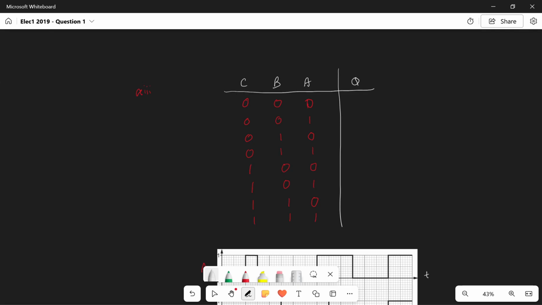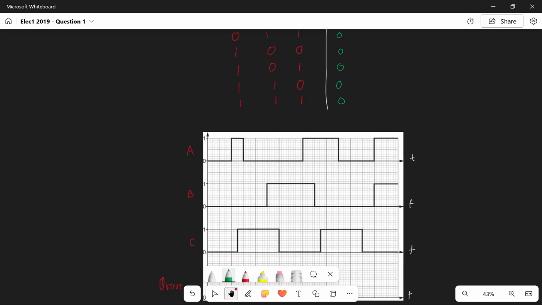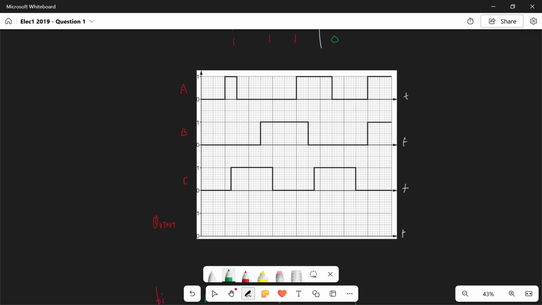For a 2-input NOR gate, if neither B nor A are high, then the output is high. So if B is low and A is low, then the output is high. And so for a 3-input NOR gate, it's if C, B, and A are all low, the output is high. And so the output, as far as this truth table is concerned, is 1, 0, 0, 0, 0, 0, 0, 0. Now, what we can now do is use this to create the output for this particular set of inputs.